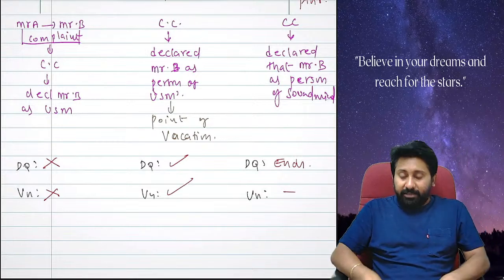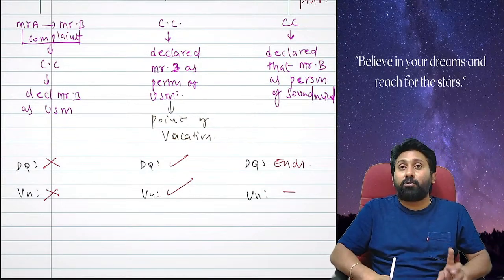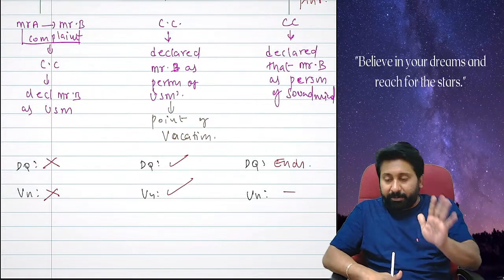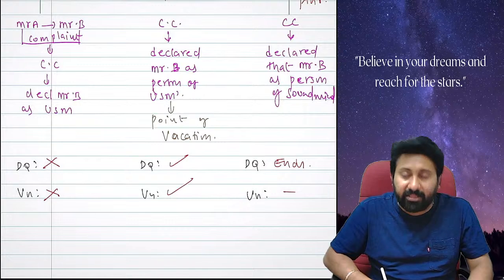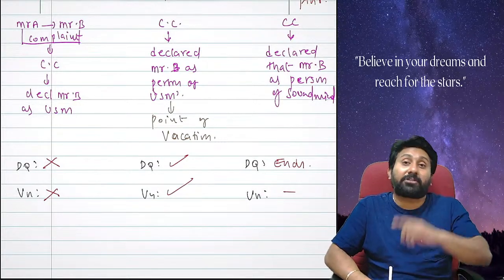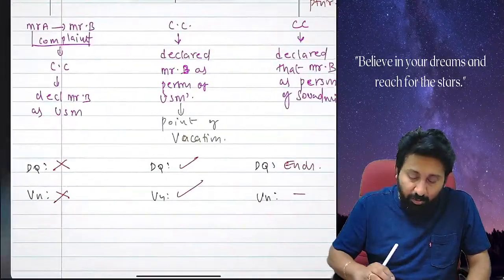Next, the third case. Declared Mr. B as a person of sound mind. That means the court only said that you are a person of sound mind. In that case, disqualification will end. The question of vacation does not get attracted because vacation had already been attracted before that. Listen, one important observation.